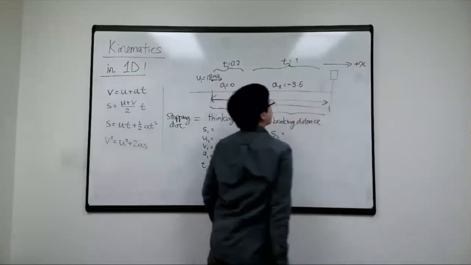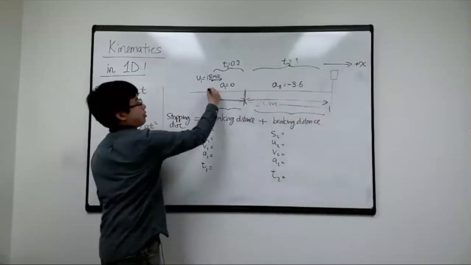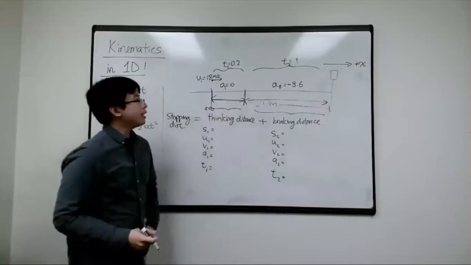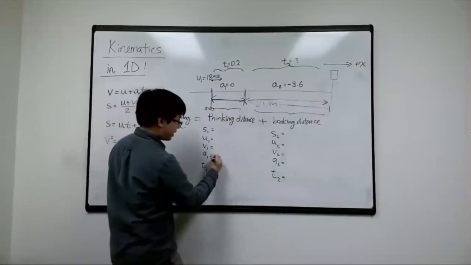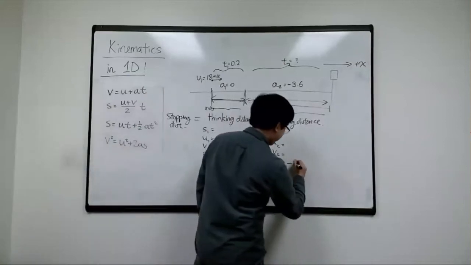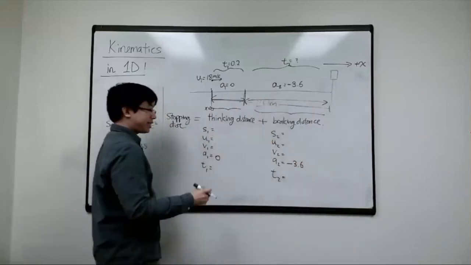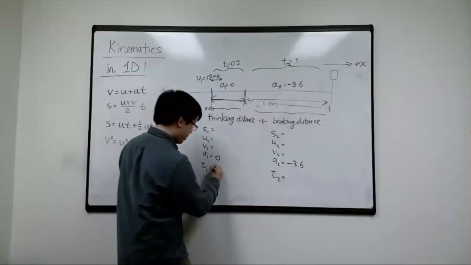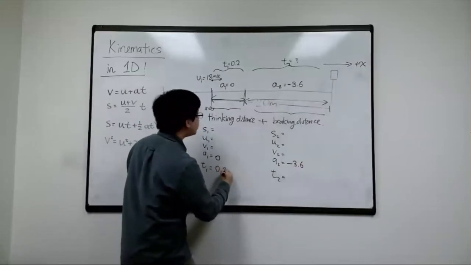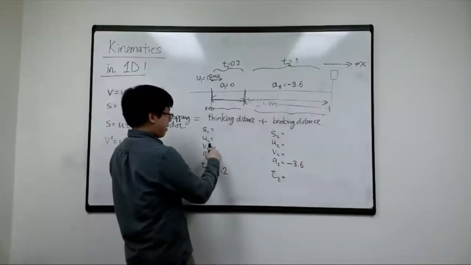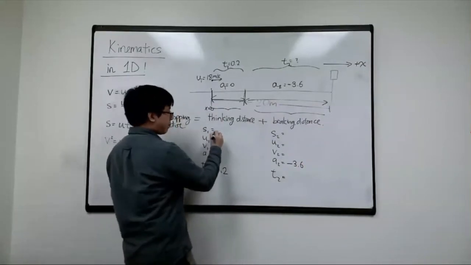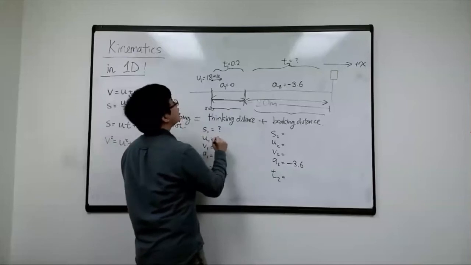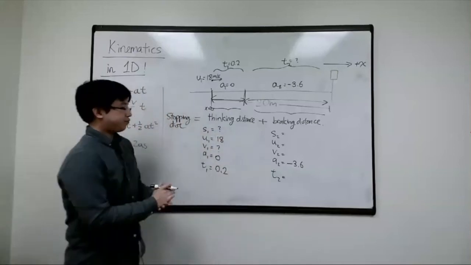So I'm going to call that the positive x-axis, and this is going to be my origin, like that. Okay, so in the thinking distance, what do we know? We know that's 0. The braking part, we know this is minus 3.6. That's when the car brakes. We know the thinking time was 0.2 seconds. We don't know the v yet. We don't know the S. The U is 18, right?